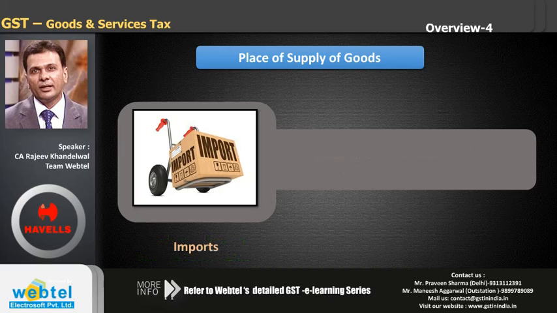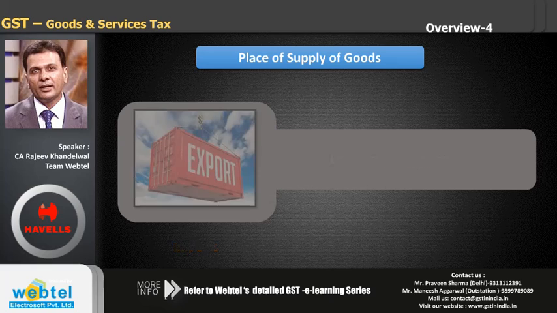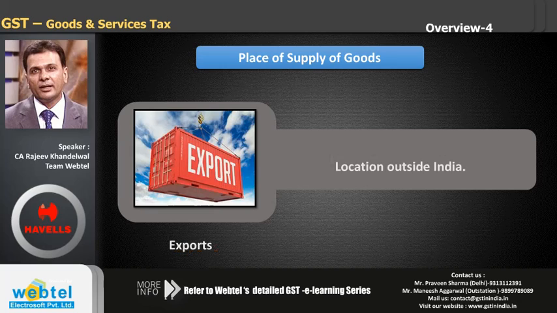What about imports and exports? In the case of imports, the location of importer will be the place of supply of goods. Similarly, in the case of exports, the location outside India where the goods are being exported will be the place of supply. So in different scenarios, we have seen what will be the places of supply.